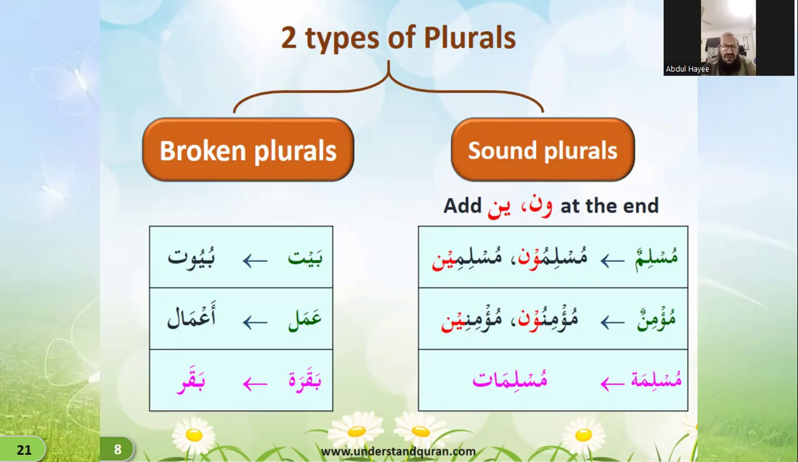It's very easy. But the broken plural is called Jama Mukassir and also called Jama Taksir. It has three names: Mukassir, Taksir, and broken. Here the word changes. From Bait it becomes Buyut. From Amal it becomes A'mal. From Bakar, Bikar. All three are different patterns. So they have different patterns or different weights to make them.